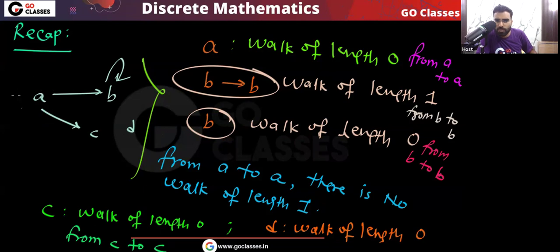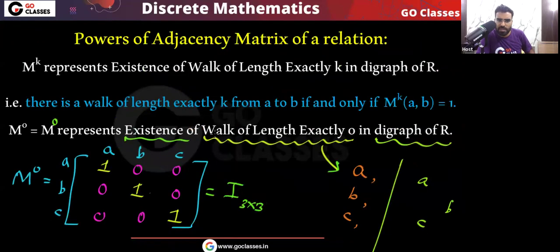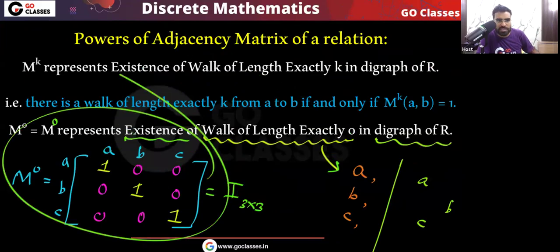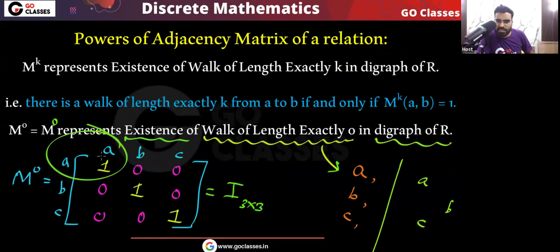But remember, don't put a self loop, because a self loop is a walk of length 1. I am saying that whatever graph you take, every vertex has a walk of length 0 from itself to itself. And M power 0 represents the existence of a walk of length 0. So that is the reason you can see that from A to A, there exists a walk of length 0. From B to B, there exists a walk of length 0. From C to C, there exists a walk of length 0.